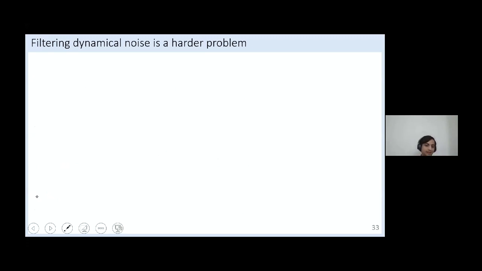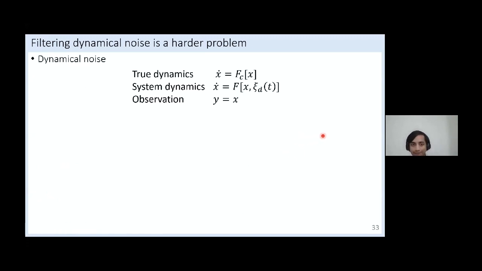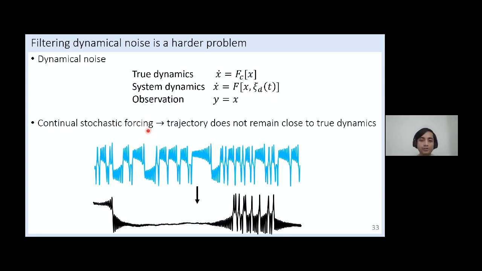Dynamical noise is a different beast altogether. What's happening in this case is that you have some true system dynamics, x dot is equal to f sub c of x. But the system dynamics that you actually see are x dot equal to f of x comma xi. So my xi is now providing a continual stochastic forcing to my dynamics. For now, I'm just going to assume that I am observing my entire system state, and that I have no observational noise, and I'm just looking at dynamical noise. Because I now have a continuous stochastic forcing, the trajectory doesn't remain close to the true dynamics.